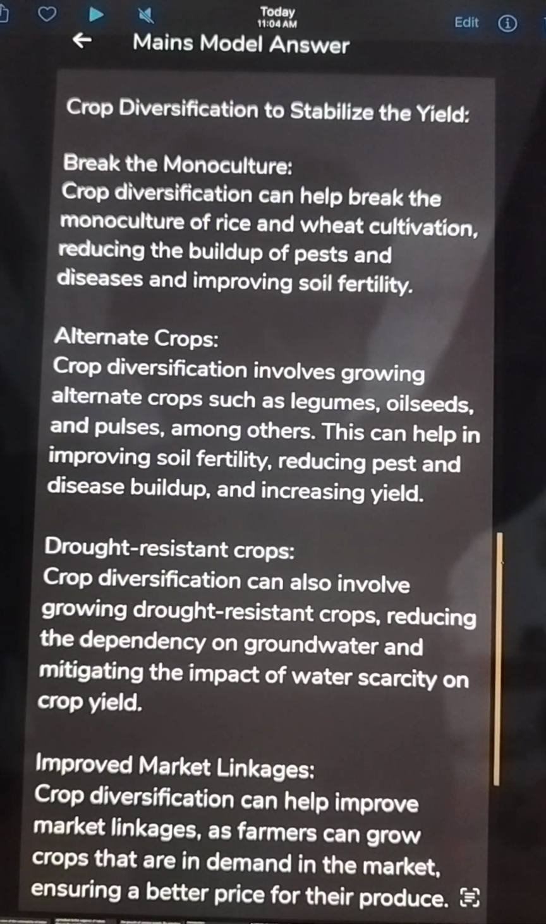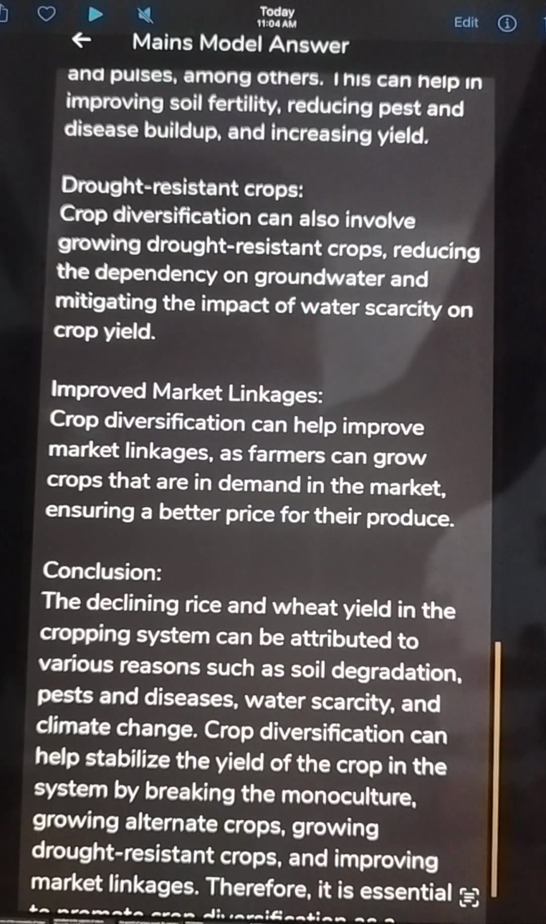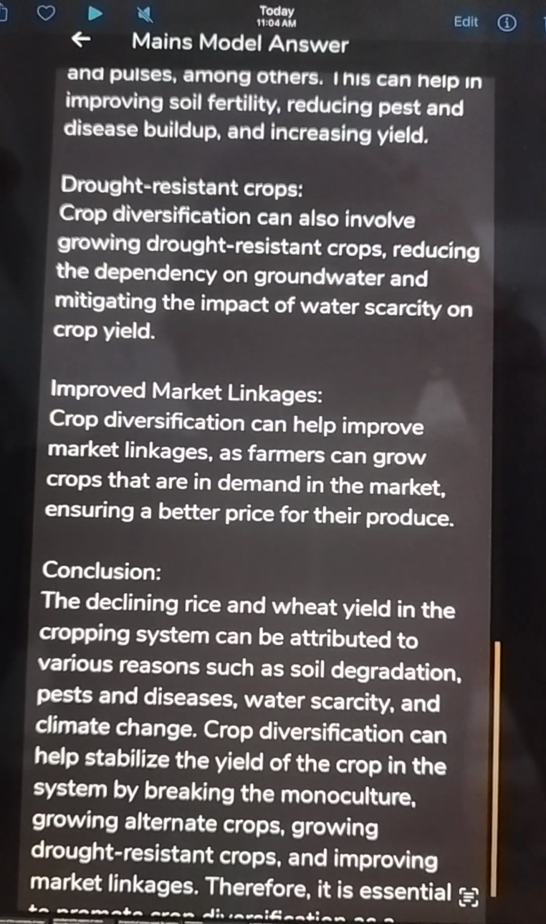Drought-resistant crops. Crop diversification can also involve growing drought-resistant crops, reducing the dependency on groundwater and mitigating the impact of water scarcity on crop yield. Then comes improved market linkages. Crop diversification can help improve market linkages as farmers can grow crops that are in demand in the market, ensuring a better price for their produce.